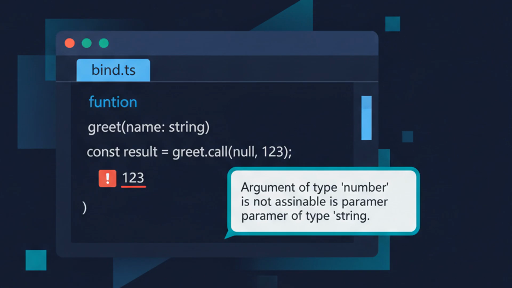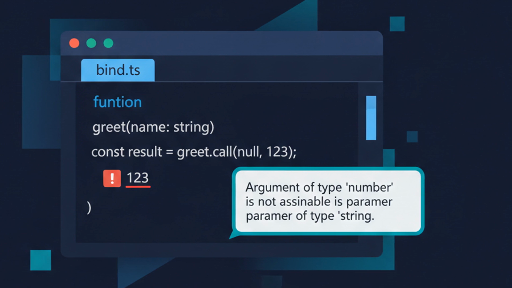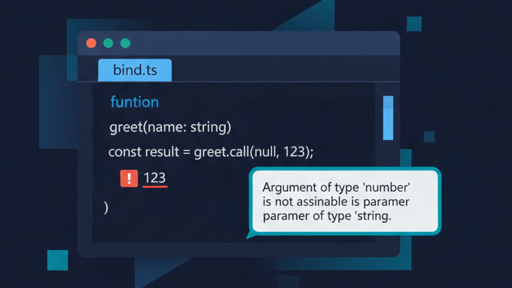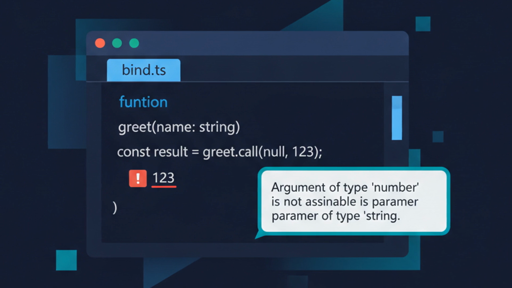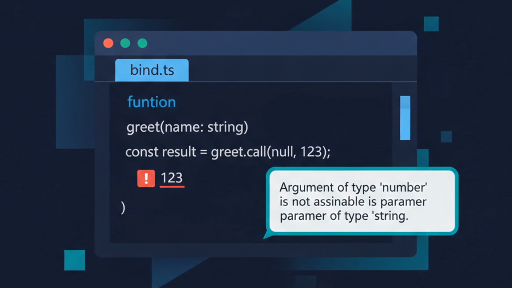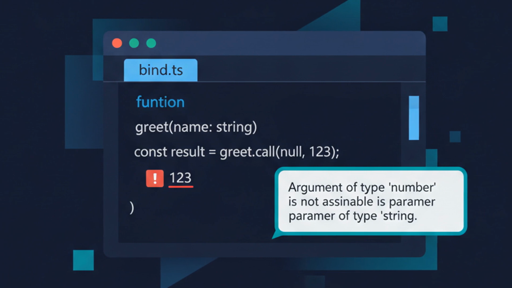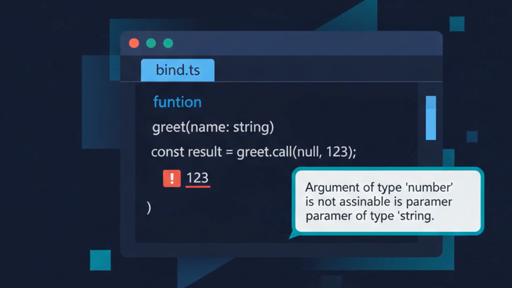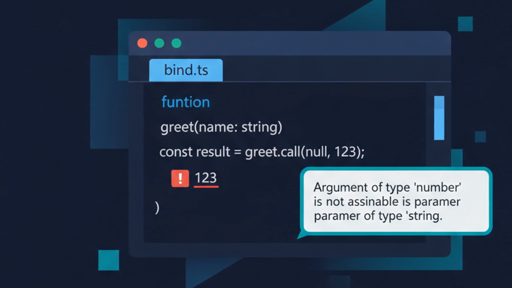strictBindCallApply tightens the three most dynamic functions in JavaScript: bind, call, and apply. Without it, these methods are typed loosely and accept arguments of any type, defeating the type system at exactly the moment you most need it. With strictBindCallApply, the compiler checks that the arguments you pass match the original function's signature. Pass a number where a string was expected, and you get an error instead of a silent runtime surprise.